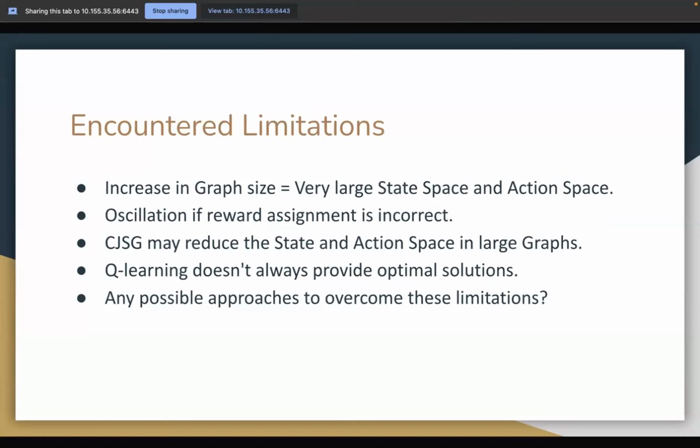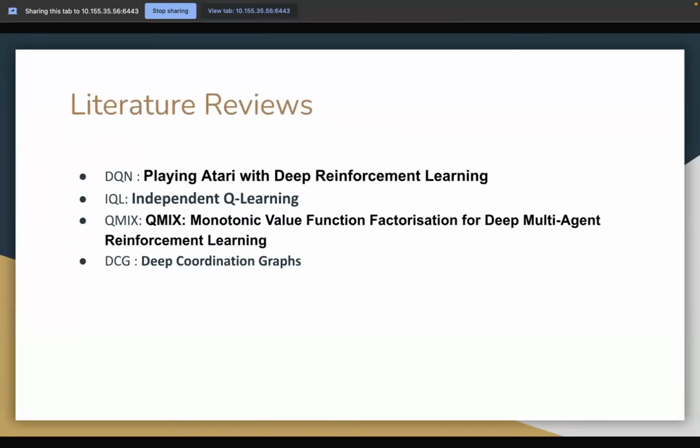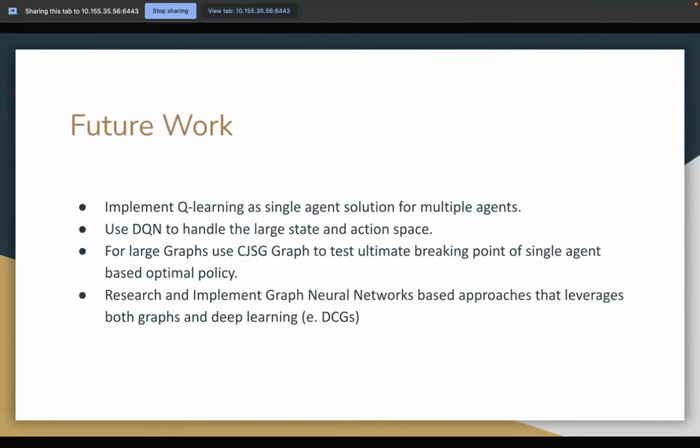So I also did some literature review to figure out other approaches to improve this. I read the papers DQN, IQL, and the most important ones, QMix and deep coordination graph, especially deep coordination graph, because it uses the concept of a coordination graph to capture complex behavior between agents, and it also uses a deep learning approach. In future work, I'm planning to implement this, scale from the single agent problem to a multi-agent problem, and also test the breaking point of the single agent problem using this CJSC graph.